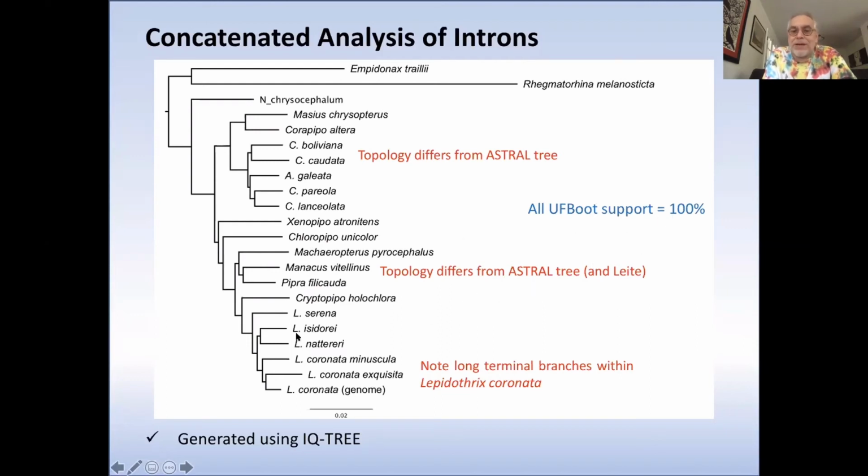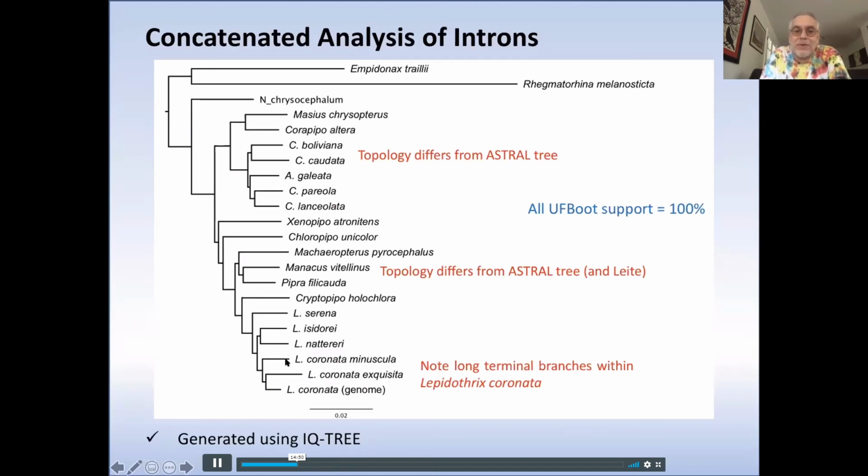The final thing I'd like to point out is within Lepidophyx coronata, notice these long terminal branches. These samples are as different as other species of Lepidophyx. Andre is doing some work with a lot more taxon sampling within Lepidophyx coronata. This is biogeographically sensible. These two down here are Peruvian samples, Panamanian. So we recover the geography.